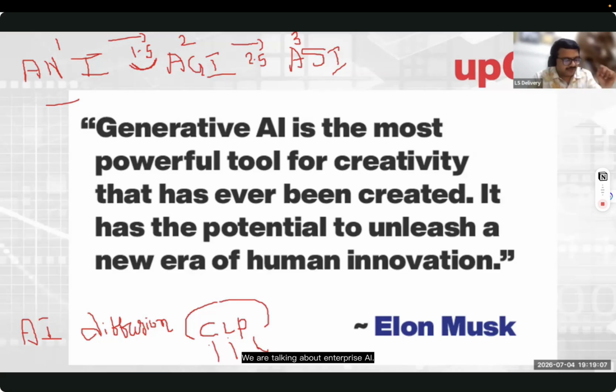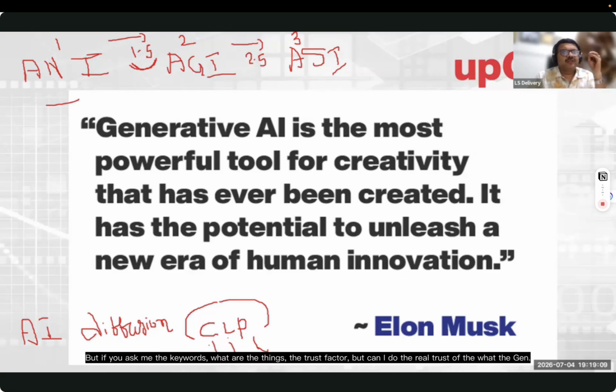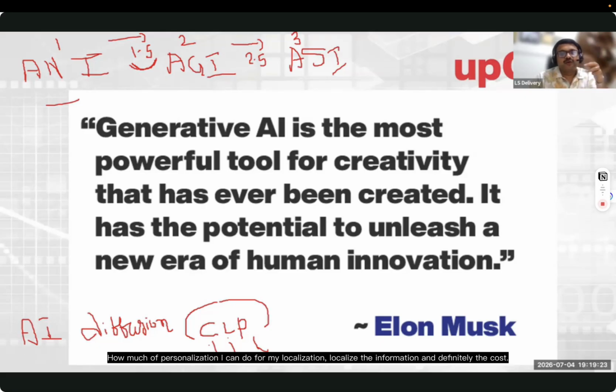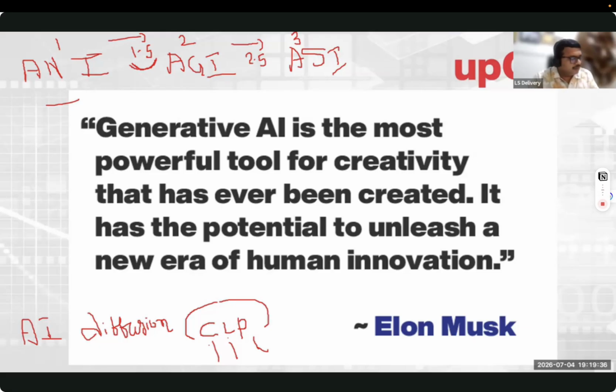We are talking about enterprise AI, but if you ask me the keywords, what are the things? The trust factor. What can I do about the real trust of what the Gen AI or agentic AI is doing? Then scalability, then robustness aspects, then personalization. How much personalization I can do for my localized information, and definitely the cost. Cost may not be the top one, but these are the keywords. Some of the details you can have a look at in the article and then we can discuss further. So one more question I'll take and then go further.